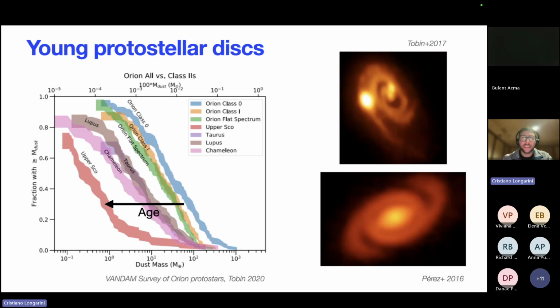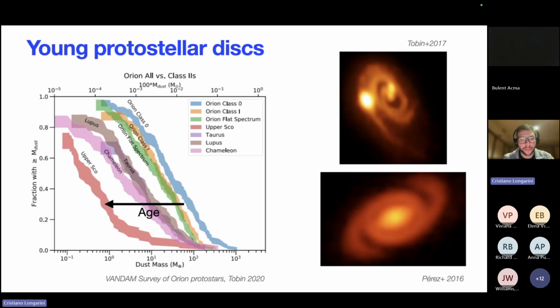Under the interpretation that most of the substructures we observe with ALMA are generated by planets, a consequence is that the process of planet formation must happen very early in the protoplanetary disk lifetime. And when protoplanetary disks are young, they are more massive. This makes sense from a theoretical perspective, since they are accretion disks, but also from an observational perspective.